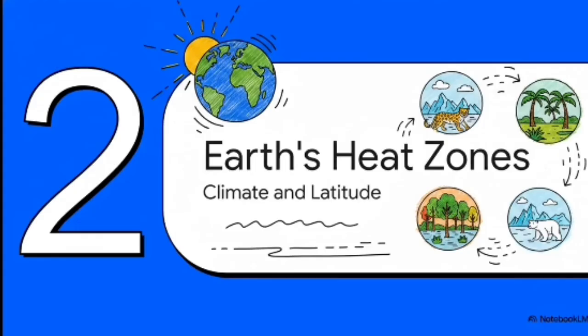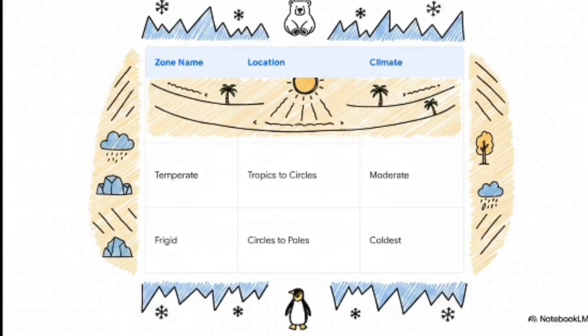Moving right along to section 2, Earth's 3 heat zones. Now, latitudes do way more than just measure physical distance on a map. Because of how our spherical Earth tilts toward the sun, these horizontal lines actually dictate our climate. By mapping where the sun's rays hit directly versus where they hit on a slant, geographers divide the Earth into 3 main areas. First step, the torrid zone.